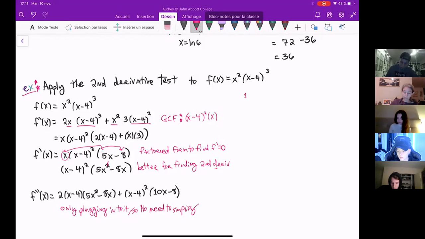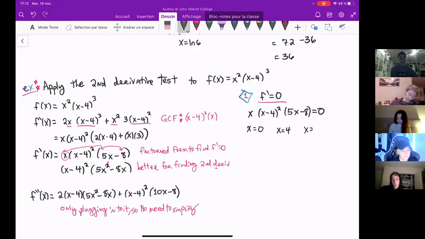Okay, so this brings us to our first step, which is to find where f prime equals 0. So now I'm saying f prime equals 0. That's x times (x minus 4) squared times (5x minus 8) is equal to 0. And what values do I get here? 0, 4, and 8 over 5, I think. Yes, does everyone see that? Do I need to actually do out the 8 over 5 one?